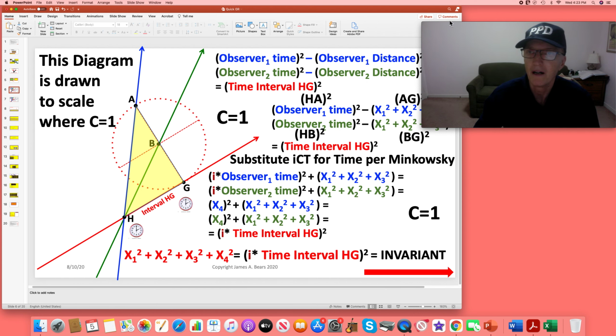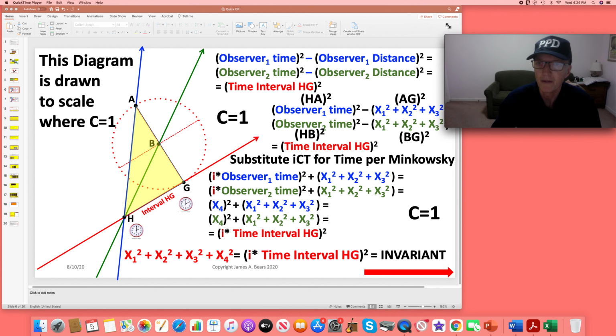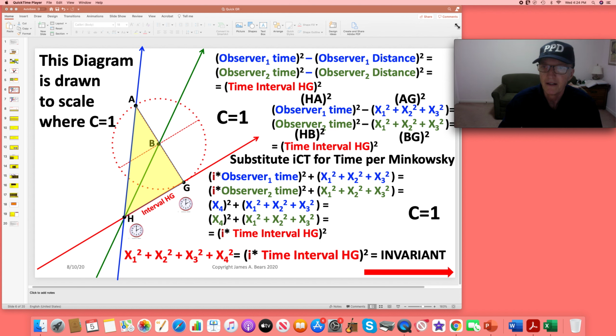Now, I'm interfering with my charts. I'm moving myself down. That's good. At least I'm floating. I like floating.